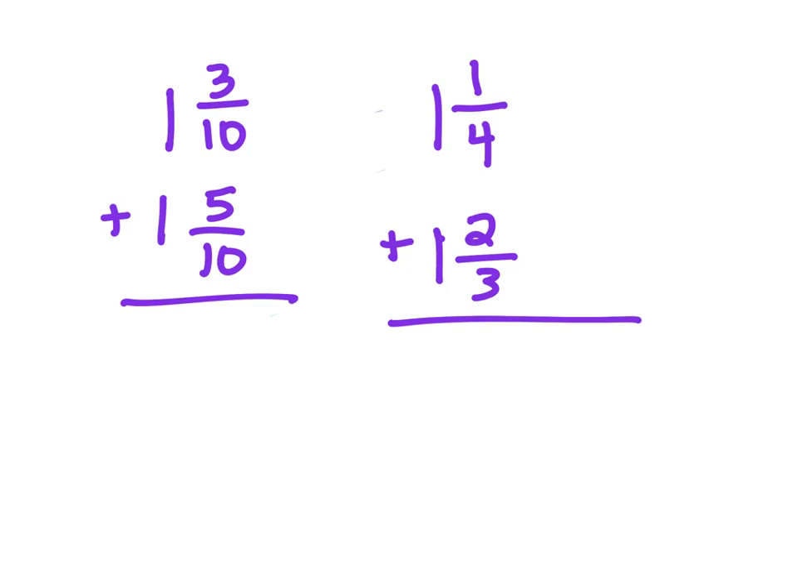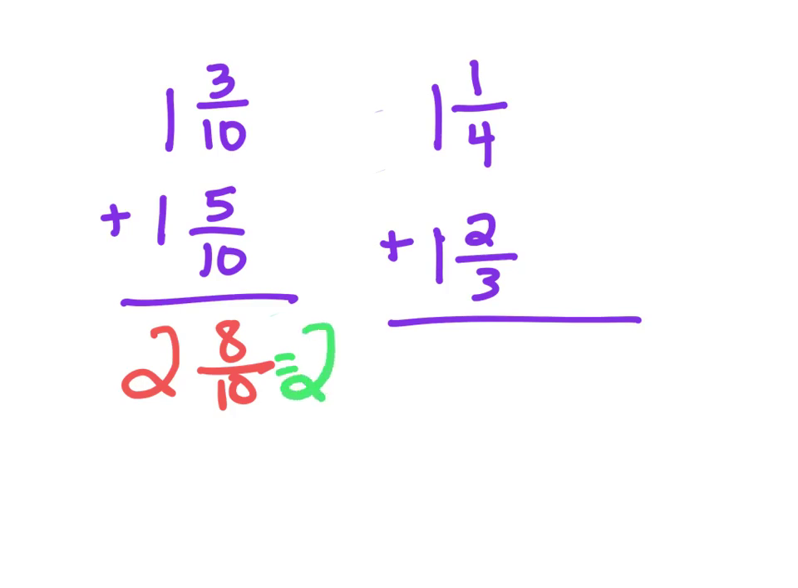So 3/10 plus 5/10 gives us 8/10. 1 plus 1 gives us 2. So our answer comes out to be 2 8/10. The next step, of course, is to see if it will simplify. Okay, 8/10 will simplify. So we bring over our 2 and we write our 2.